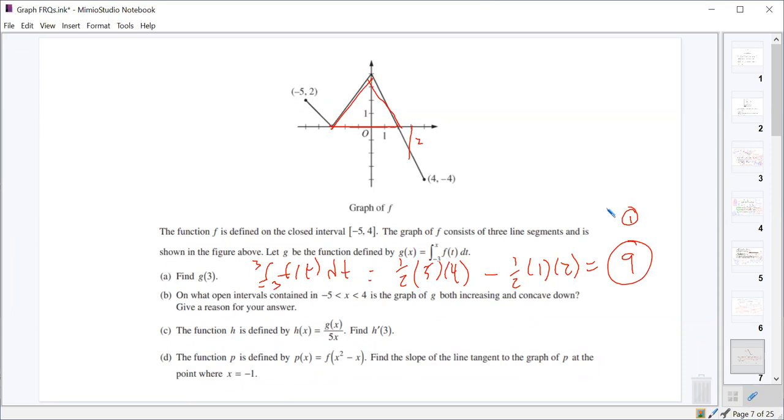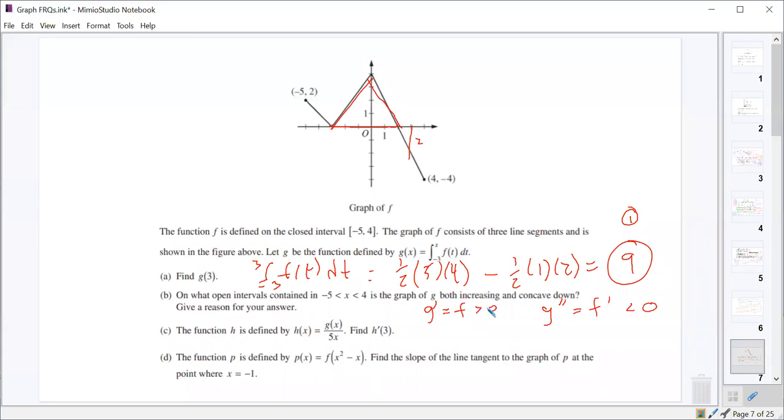Good or no? Good. All right. Part B is similar to one of the ones in the last one. On what open intervals from negative 5 to 4 is g both increasing and concave down? So if g is increasing, g prime or f needs to be positive. And if it's concave down, g double prime or f prime needs to be negative.